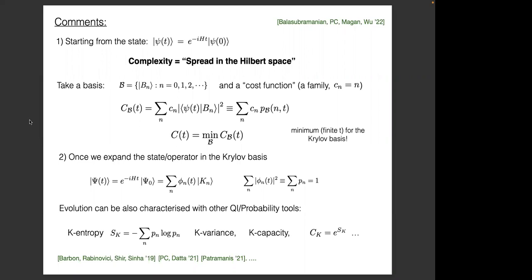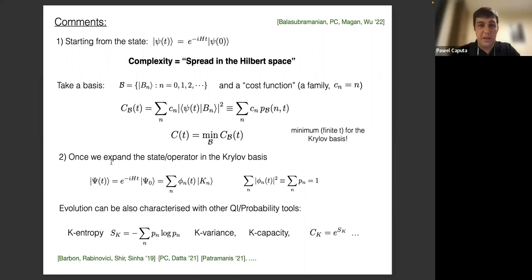Thanks. And the point is that once we expand the state in this Krylov basis, which is also an important point, we get this probability distribution p_n that sums up to 1. This has all the information about the growth of the operator, or the spread of the state that you are interested in, for any times. Characterizing this evolution can then be done in a meaningful way using many tools, as you know, for any probability distribution.